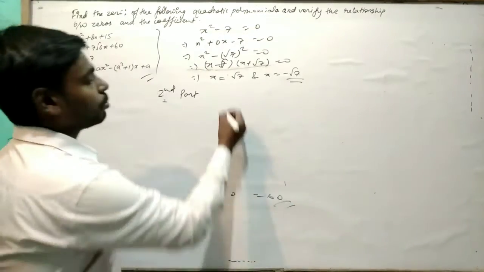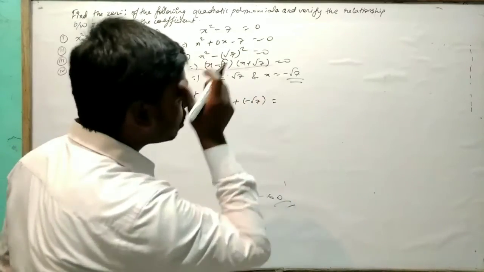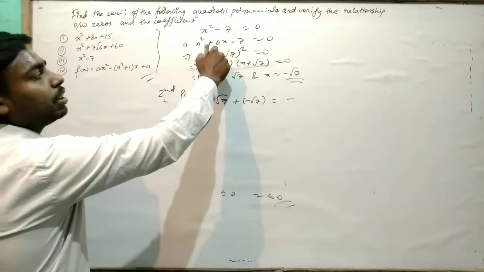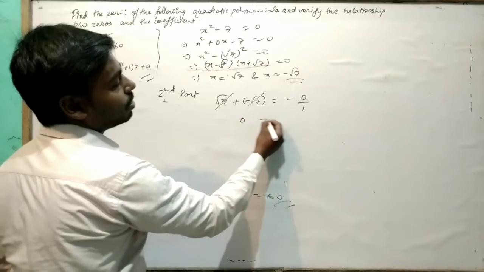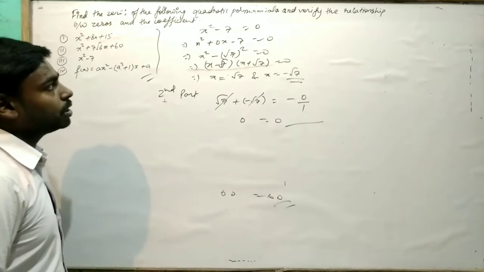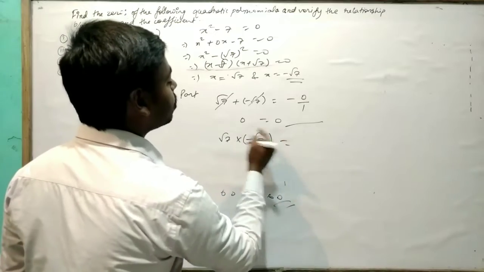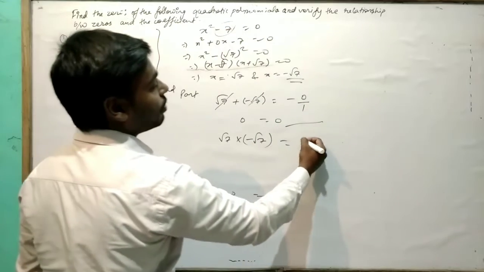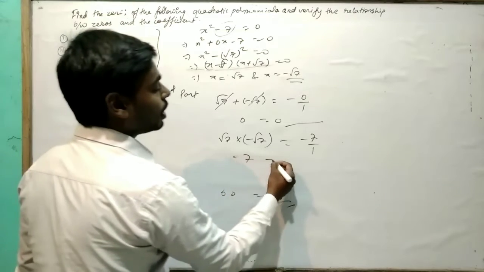What is the sum of zeros? Root 7 plus minus root 7 is equal to minus b by a. Minus the coefficient of x is b, 0, by a, 1. Here we get root 7 plus minus root 7, 0, is equal to 0. It is verified. Second, product of zeros. Product of zeros is root 7 into minus root 7, which is equal to c by a. The c by a, c is minus 7, by 1. Root 7 into minus root 7 we get minus 7, which is equal to minus 7.